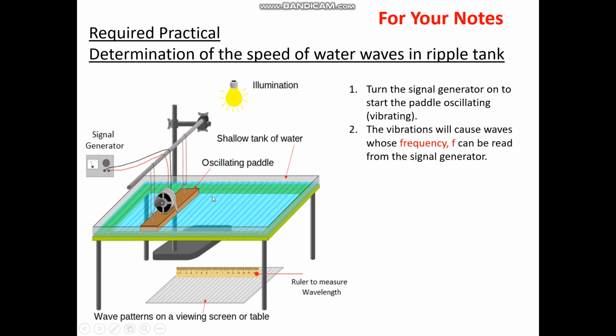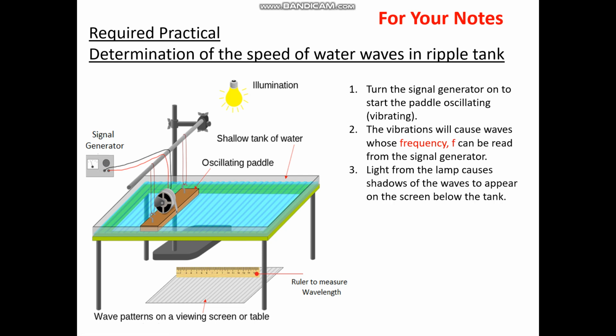The frequency of those water waves is the same as what is on the signal generator. Now you can find out what that frequency is just simply by reading the display on there. So we know the frequency of the water waves because it tells us on the signal generator. Once we've produced our waves, we can then observe those waves on a screen underneath the ripple tank itself.